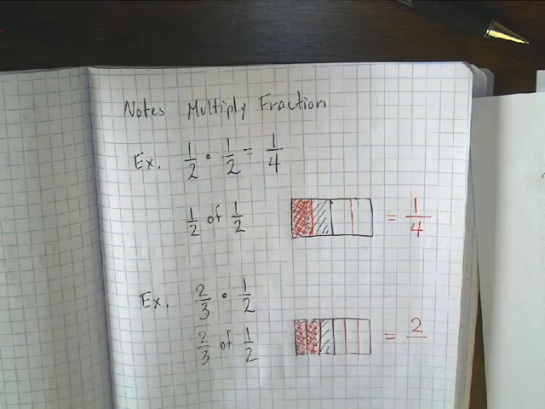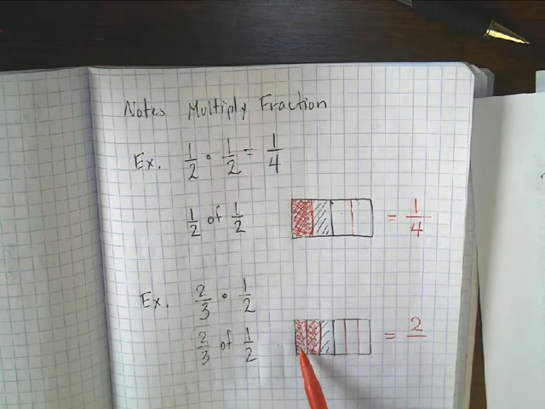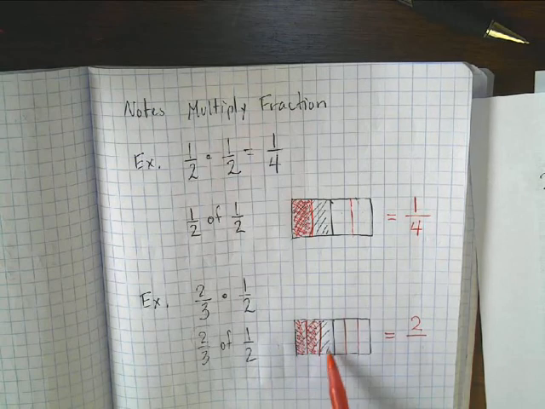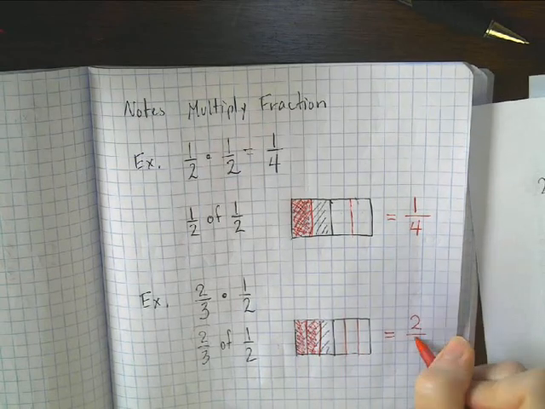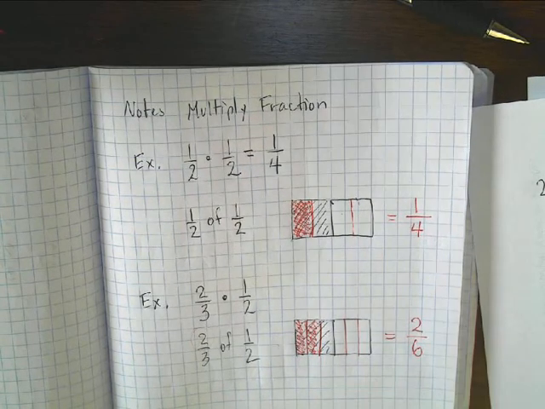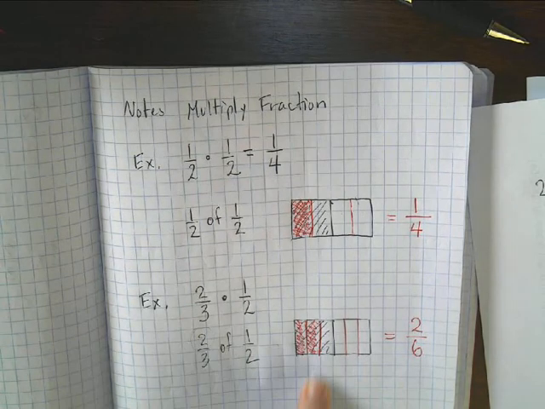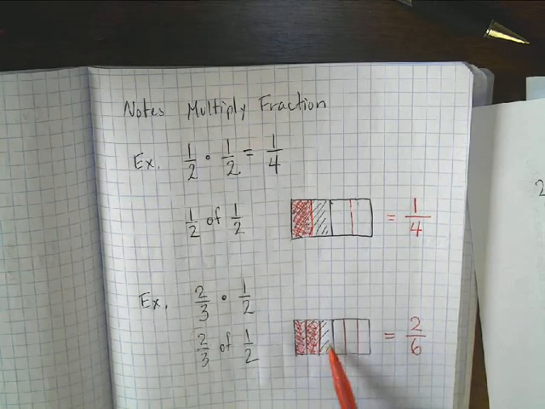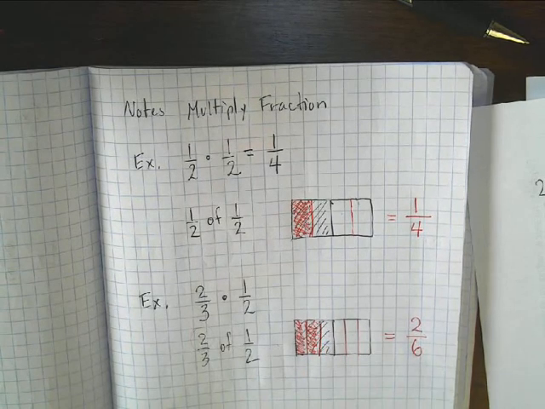So, ¿cuántas partes hay? ¿Son iguales? 1, 2, 3, 4, 5, 6. There are 6 parts that are the same size. 2 over 6. 2 are shaded red, and there's 6 equal parts altogether.